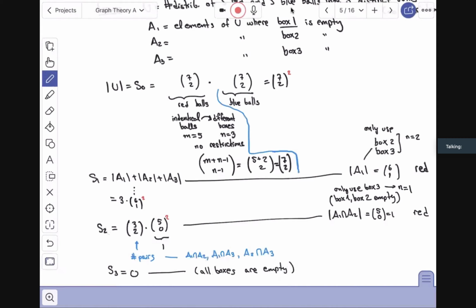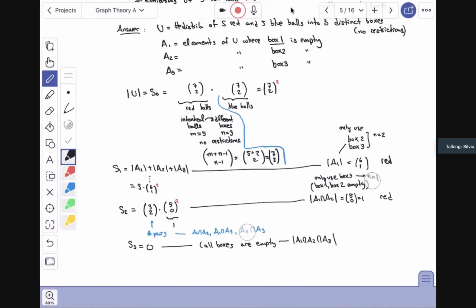Right? This corresponds to A1 intersection A2 intersection A3. Again, what's the interpretation of this? The A1 is all the elements where box 1 is empty. At the same time, box 2 is empty. At the same time, box 3 is empty. That's impossible. I don't have a place to put the balls, so that's 0. And then you just finish up with the inclusion exclusion.